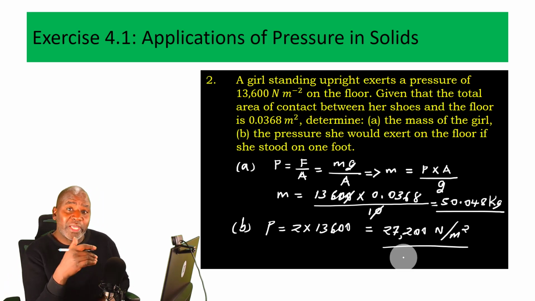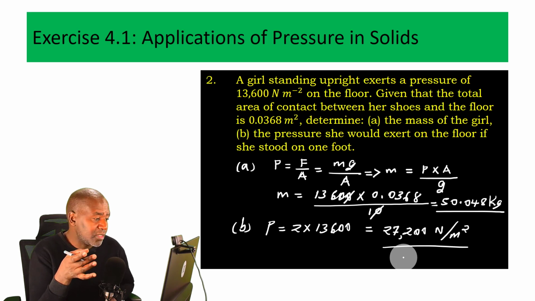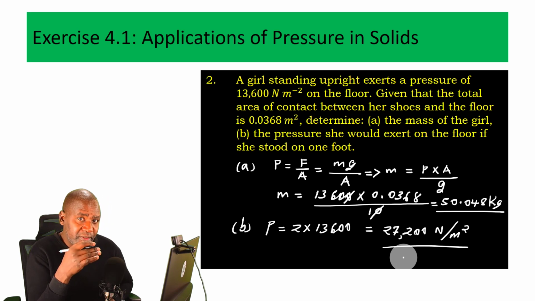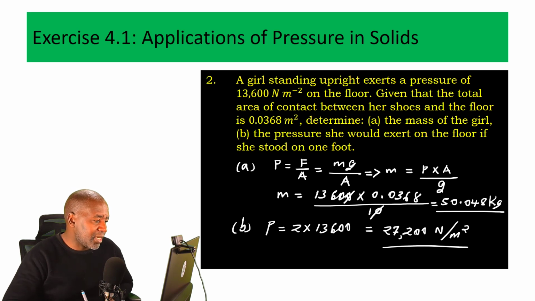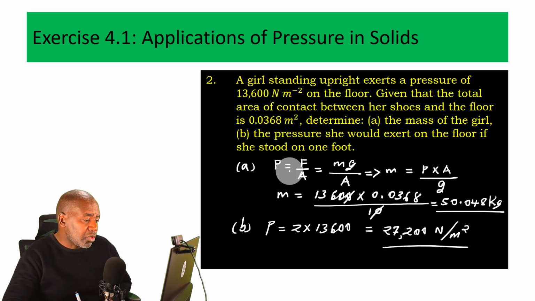That is one way of working it out, because I have reasoned out. If she stands on 1 foot, the area has been halved. That will mean that it doubles the pressure. Or I can go right ahead and divide this area by 2, where now I get the new area. Go back and use the equation pressure is equal to force over area. The force is equal to the weight of the girl. I already know the mass of the girl. Multiply it by g to get the weight of the girl, and then divide by the new area. We'll get the same thing.